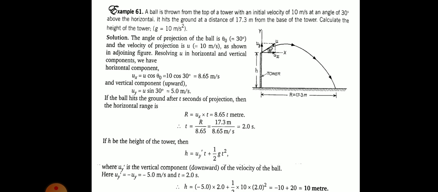I repeat, when particle is projected from some point and falls on another point, the points are in different planes, we cannot use formulas of range, time of flight and height directly. You have to split the motion in two different directions, horizontal and vertical. Using these two equations, you find the unknown quantity as it is explained in this example.